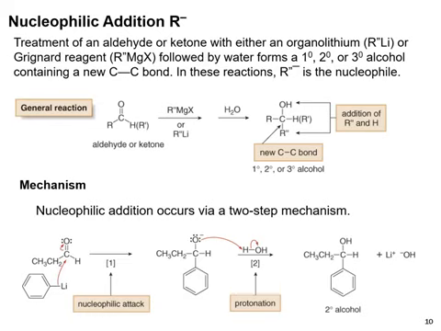Then next is the nucleophilic addition of an alkyl group to an aldehyde or ketone, with either an organolithium or Grignard reagent, followed by water formed in the presence of acid. A new carbon-carbon bond is formed. In this reaction, alcohol is the final product.